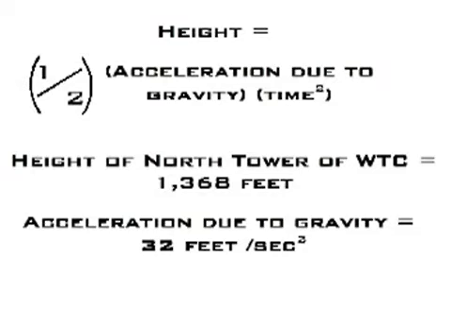Given that the laws of physics were not suspended that morning, one can safely assume that the constants in the following formula are valid. The formula we will be using is height equals 1/2 the acceleration due to gravity times time squared. Our constants in this case will be the height of the North Tower of the World Trade Center, which was 1,368 feet. The acceleration due to gravity is 32 feet per second squared.